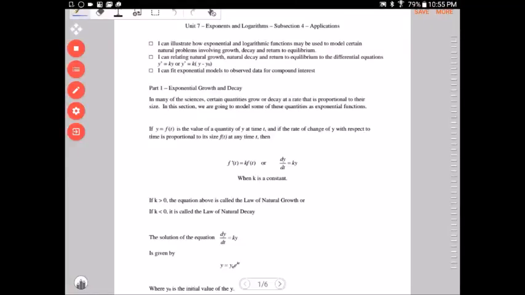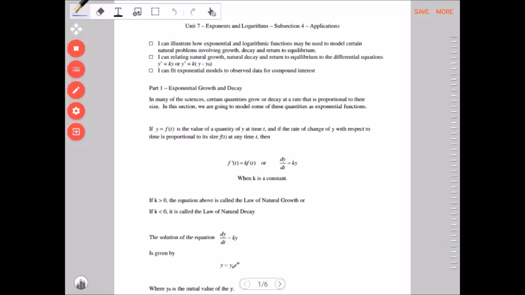Unit 7, Exponents and Logarithms, Subsection 4, Applications. So there's three main things you're going to be able to do after this part. You're going to be able to illustrate how exponential and logarithmic functions may be used to model certain natural problems involving growth, decay, and return to equilibrium.